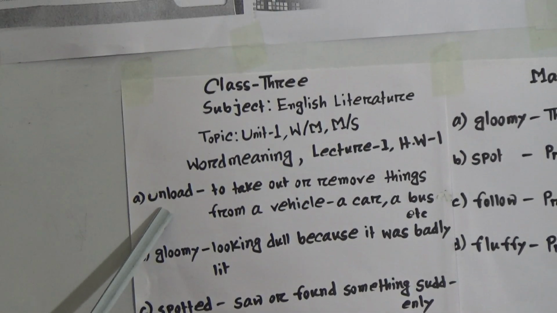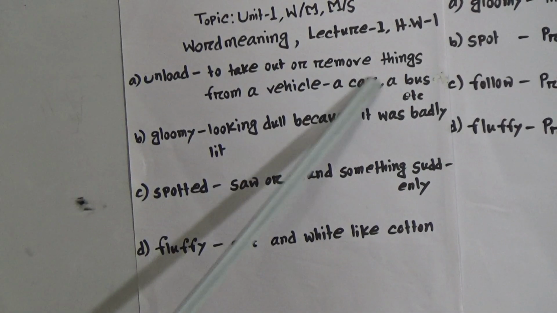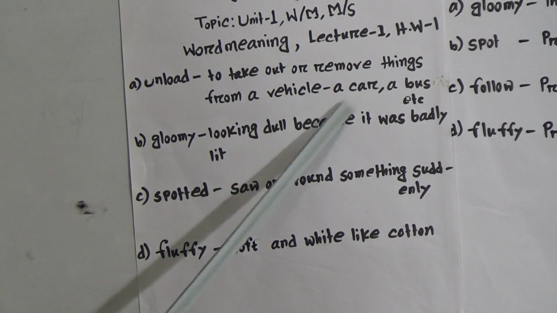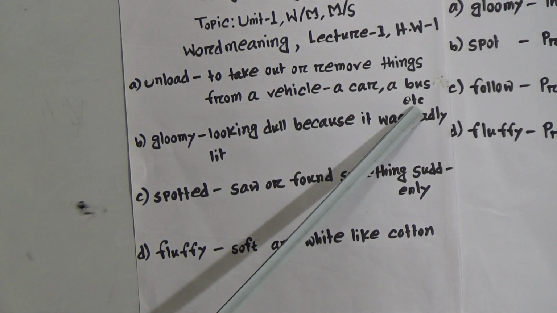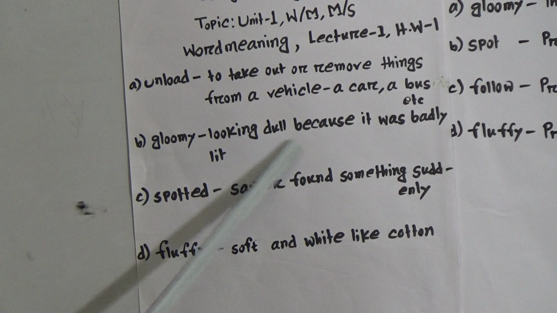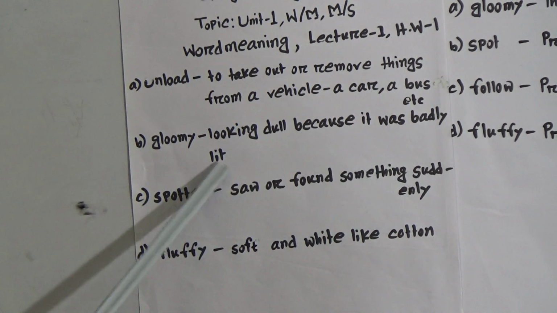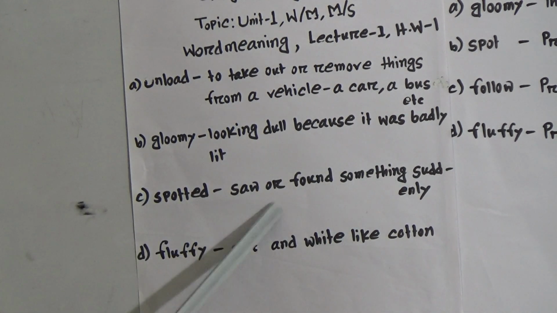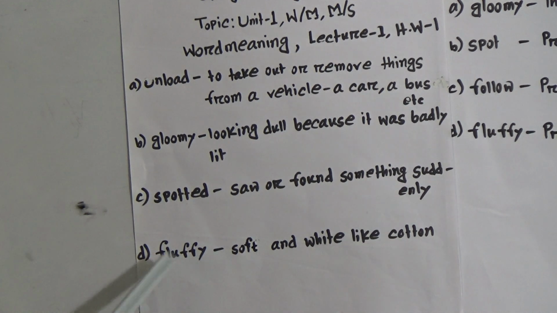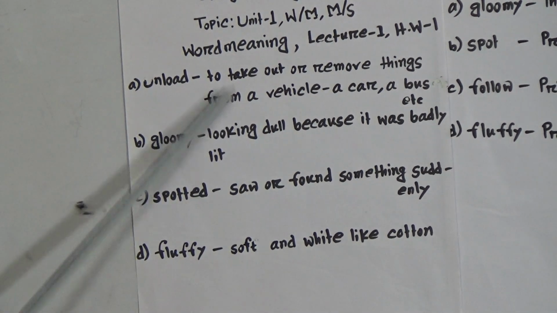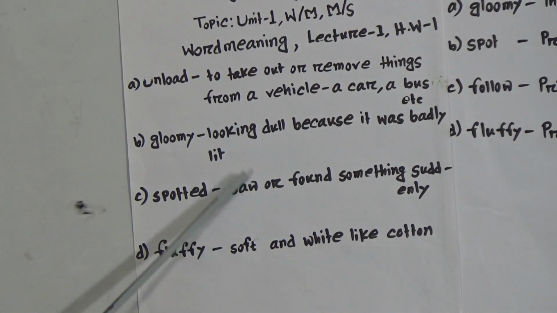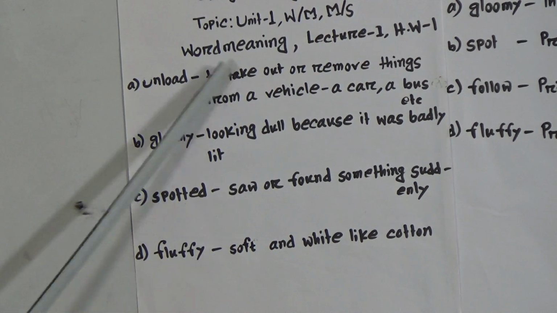Unload, to take out or remove things from a vehicle, a car or a bus, etc. Gloomy, looking dull because it was badly lit. Spotted, saw or found something suddenly. Fluffy, soft and white like cotton. These are the 4 word meanings. You will learn only these 4, not all.